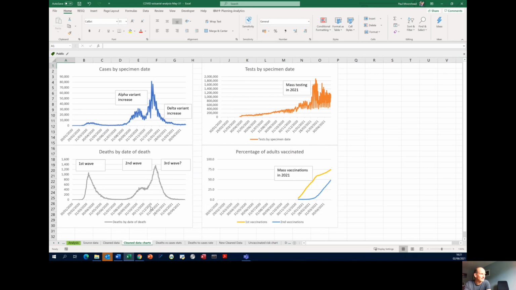but clearly a bit of an outlier. And the question is, are we going into a third wave? Are we going to get lots more cases, lots more hospitalizations and deaths? And one thing hopefully that will prevent that is the mass vaccination.